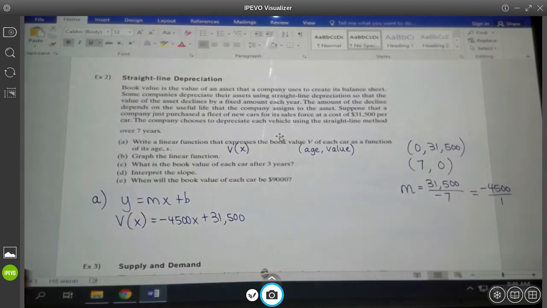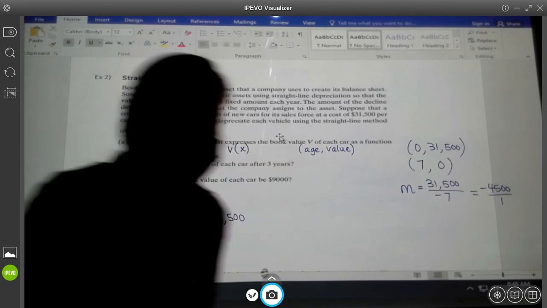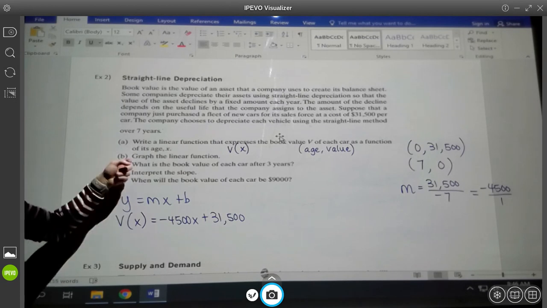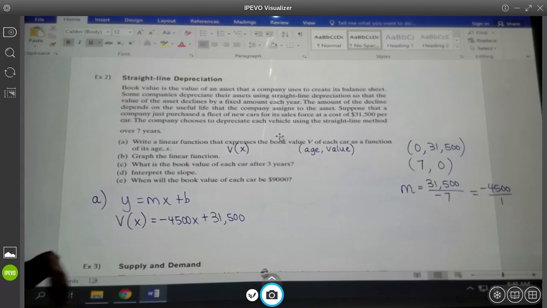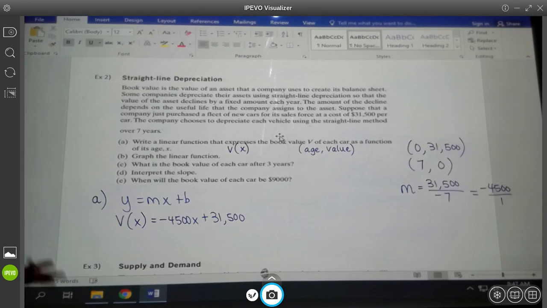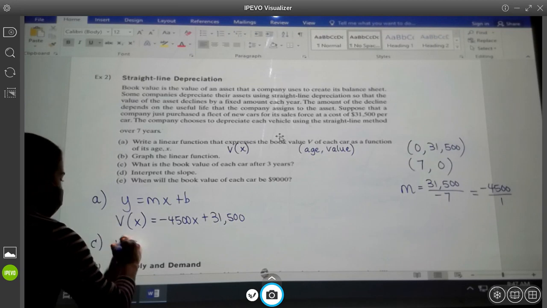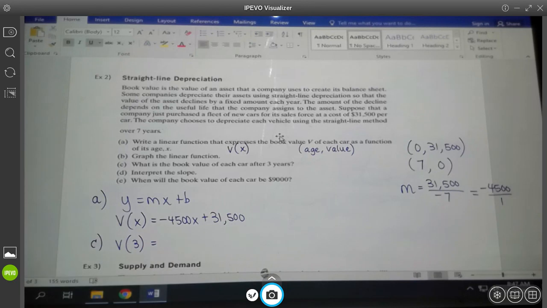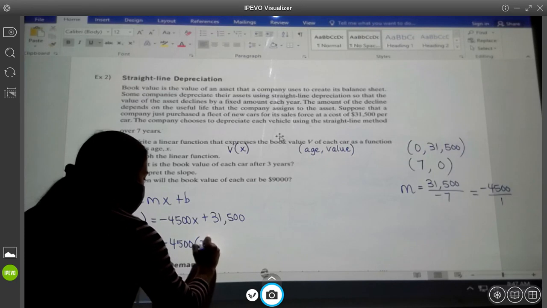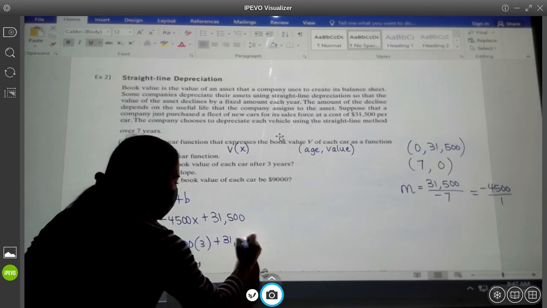All right, then it says, graph it. We're not doing that. We're not graphing these huge numbers or anything. I would say plug it into your graphing calculator if need be, but we're good. C, what is the book value of each car after 3 years? Well, what are we going to do with 3 now that we have this great function? We're going to plug it in. So what is the value of each car at age 3, after 3 years of being purchased by this company? I believe you get 18,000 when you plug in 3. Each car is now worth $18,000 at age 3.